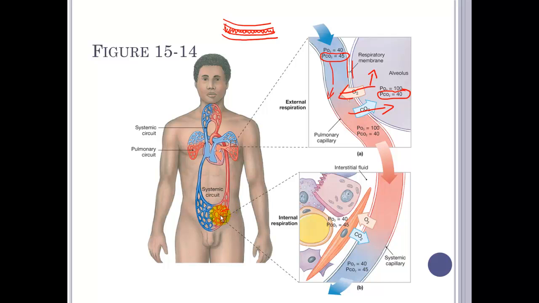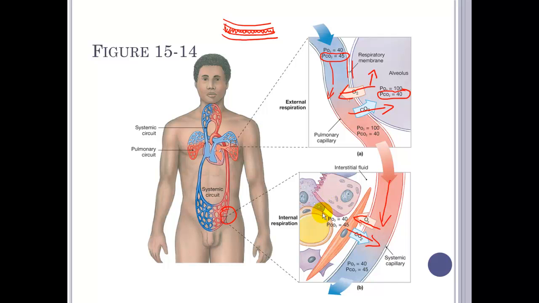Down here in the actual capillary layers, it's kind of the opposite of what we see in the alveolar sac. Now the arterial blood supply and the oxygen is higher here than it is in the tissues.